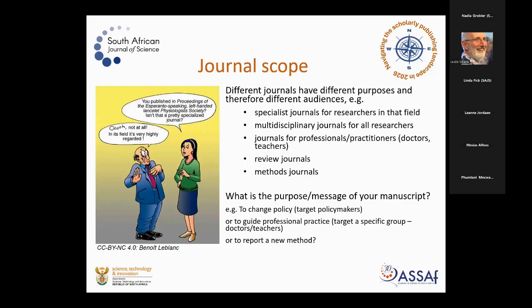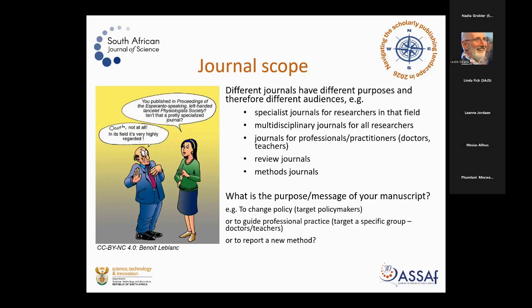Journal scope, well, different journals have different purposes and therefore different audiences. As we've discussed, there are specialist journals for researchers in that field, multidisciplinary journals for a broad range of researchers, like the South African Journal of Science. There are journals for practicing professionals, like doctors and teachers. There are review journals that publish review articles, methods journals that publish methods papers.